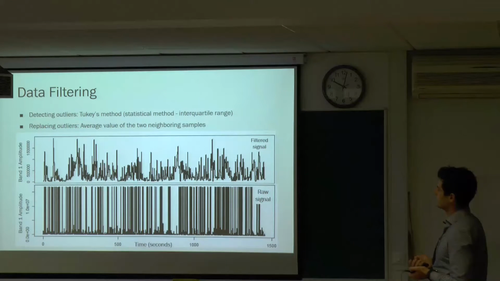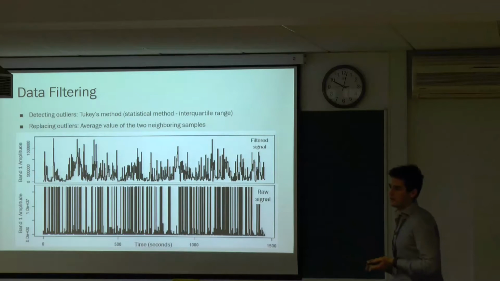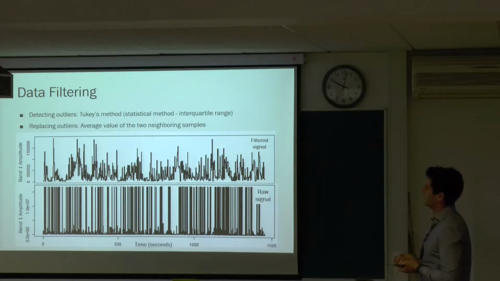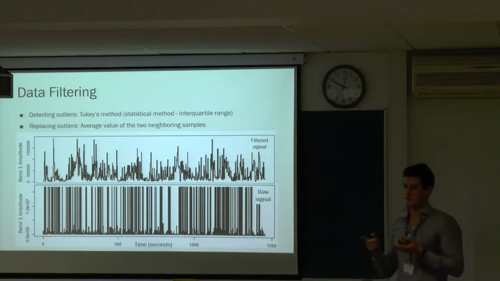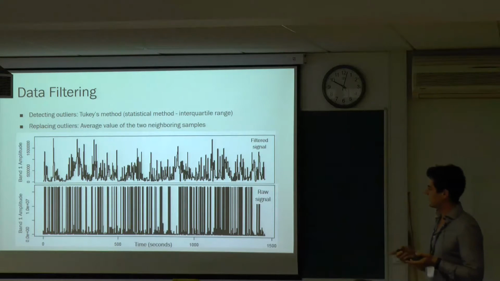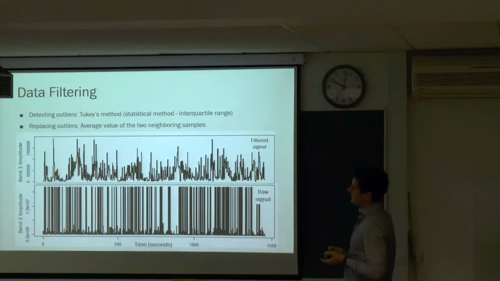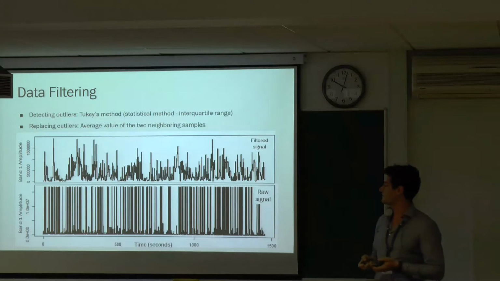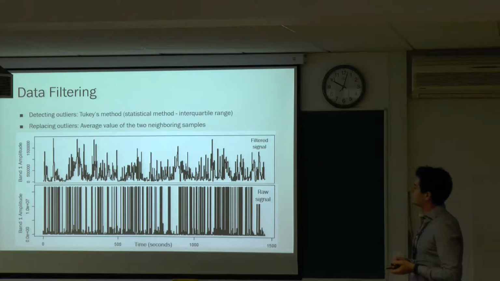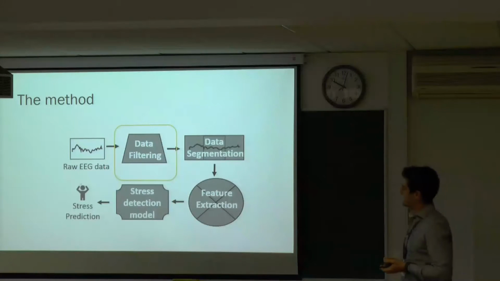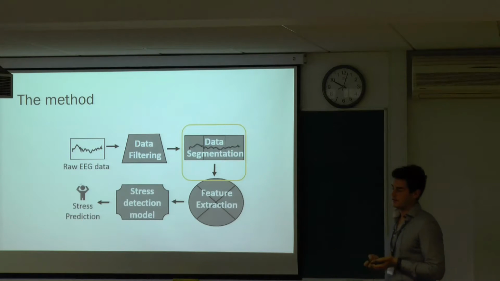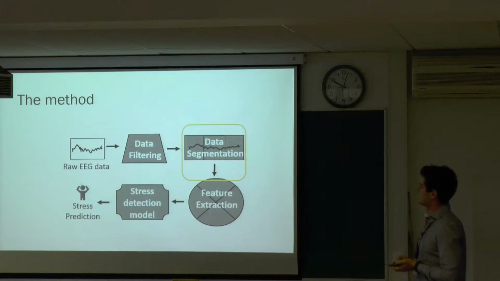The method that we used was Tukey's method for detecting outliers. First we needed to detect outliers and then to replace them. For detecting the outliers, we use Tukey's method, which is a statistical method and uses the interquartile range of the data, and the detected outliers are replaced with average values of the neighboring samples. After filtering the data, it was segmented.